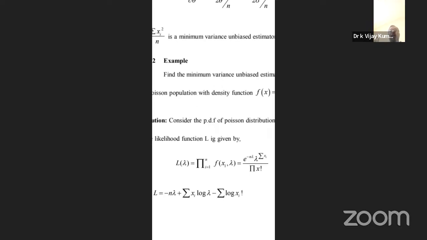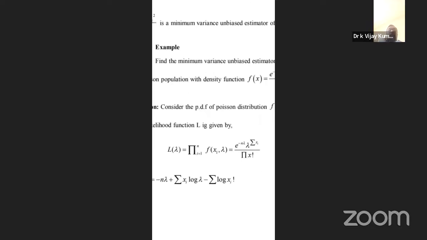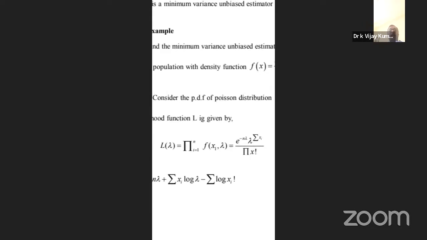The likelihood function here: L lambda is equal to product of i equal to 1 to n of f of xi, lambda, that is e power minus n lambda lambda power summation xi by product of xi factorial. So we are applying log here.